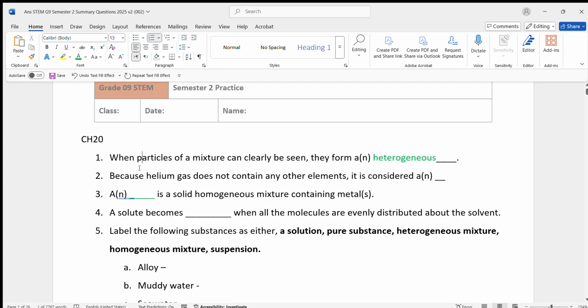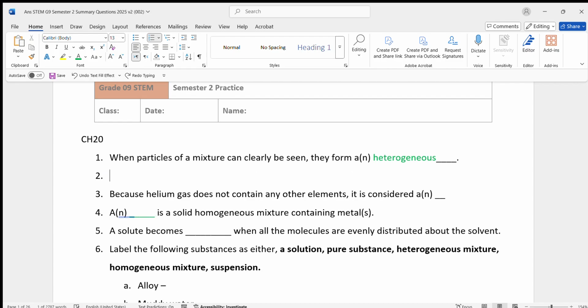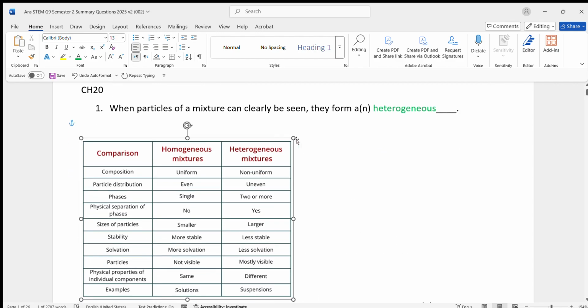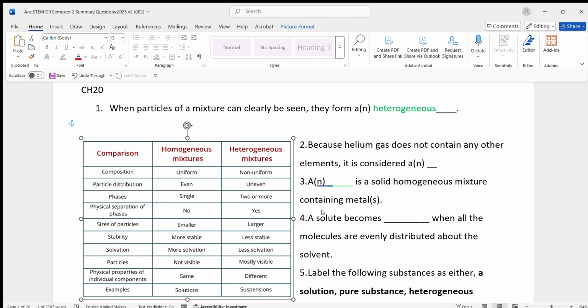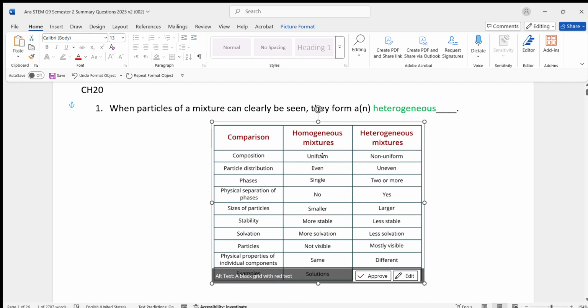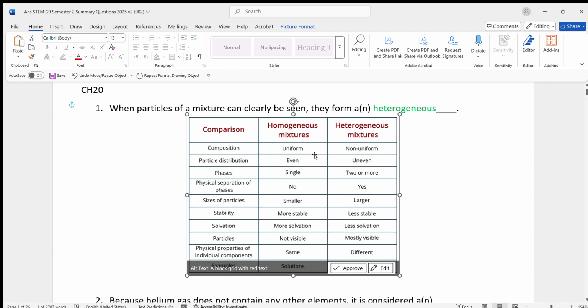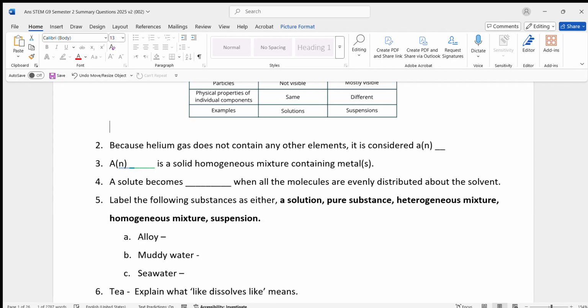If you want to know more about it, for example, what is homogeneous and heterogeneous, I just attach a table here which probably can help you to understand that. This table can tell you something about the types of mixture, which is hetero or homogeneous. The comparison is very clear: composition is uniform versus non-uniform, just even particle distribution and uneven. You just need to go through it, and that can help you for the rest of understanding.